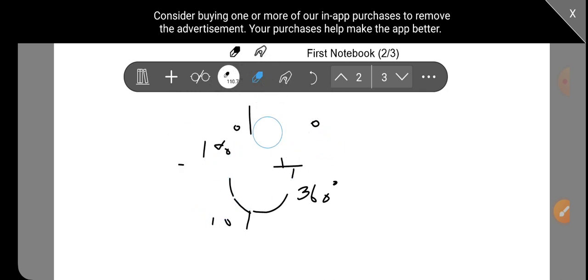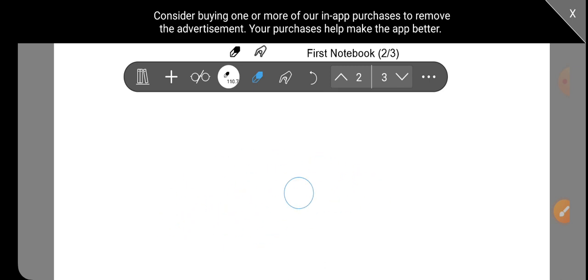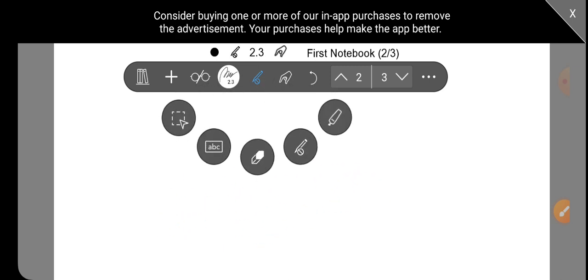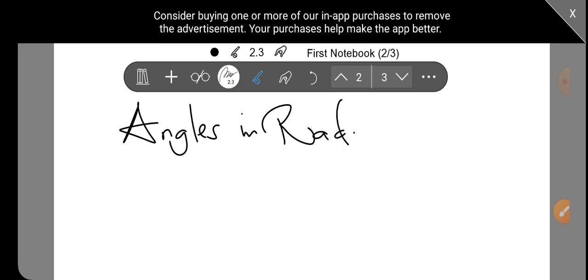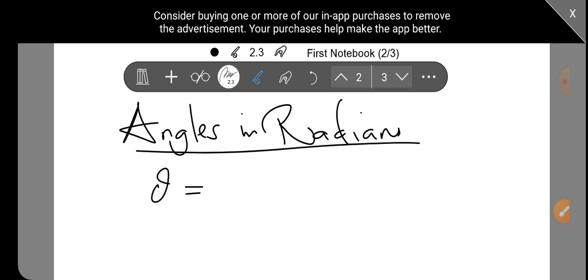But then I wanted you to also learn about angles in what is called radians. Now, an angle is in radians if theta is equal to the length of the arc. Okay, how are we getting there? So we are saying an angle is in radians if theta is equal to the length of the arc.